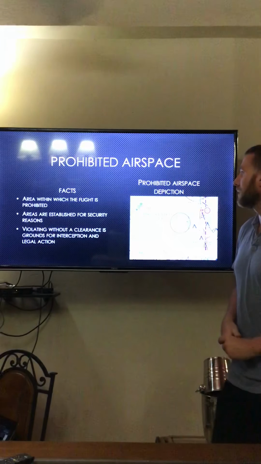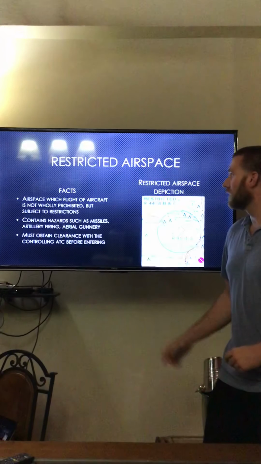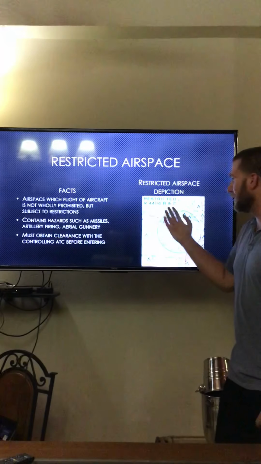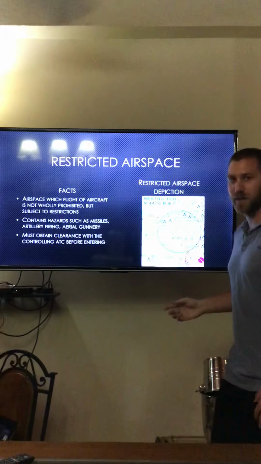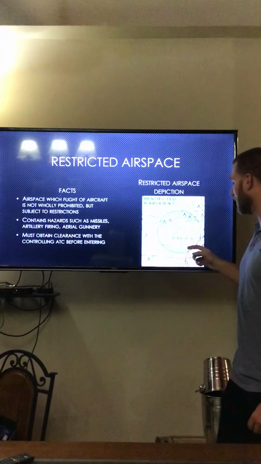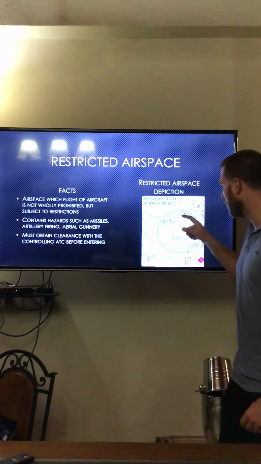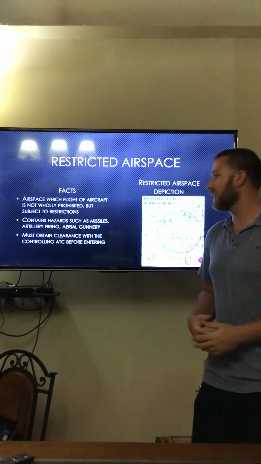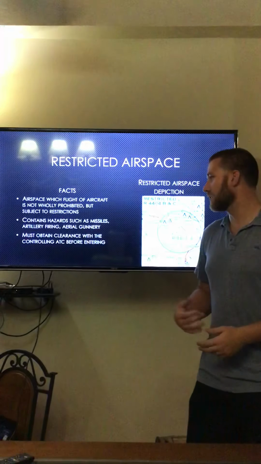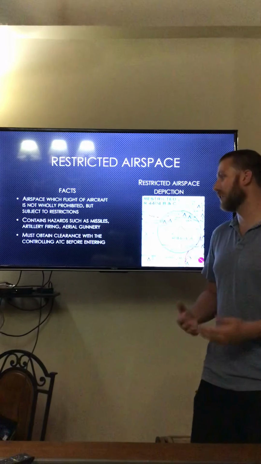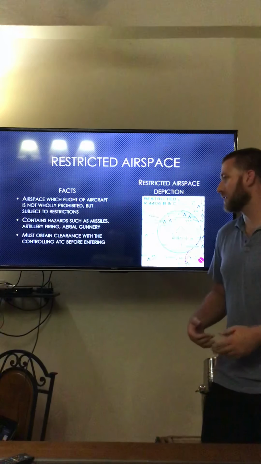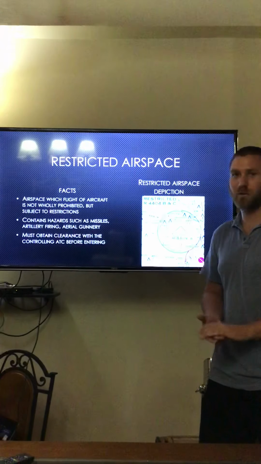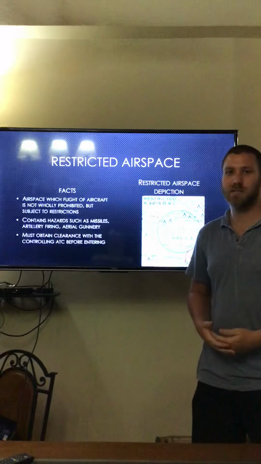The next one we got is the restricted airspace. Restricted airspace on the sectional charts will look like this. It'll say restricted with an R, and same thing, it'll be a solid blue with hash marks depicting where it is on the sectional map chart inside the circle. And the facts is that airspace for this flight of an aircraft is not wholly prohibited, but is subject to restrictions. It also contains hazards such as missile, artillery firing, and aerial gunnery, and you must obtain clearance with the controlling ATC before entering this airspace. So you are allowed to fly restricted airspace, it's just you need to contact the controlling agency before you enter that airspace.